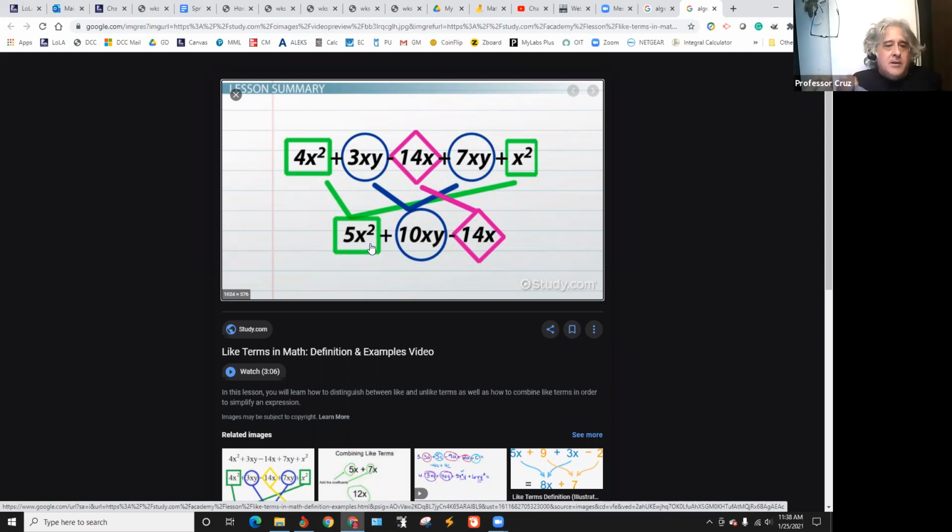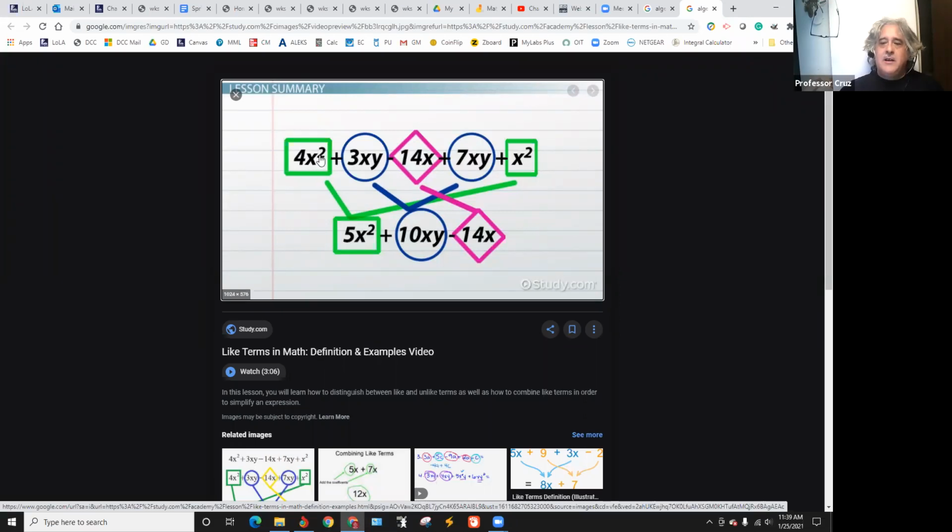So what like terms means is that they have the same variable part. So 4x squared and 5x squared, we're not worried about the number. We're only worried about the variable part and whether it's alike. It's sort of like the same idea with fractions that are not alike. In other words, they don't have the same denominator, so you can't add or subtract them until you take care of that.